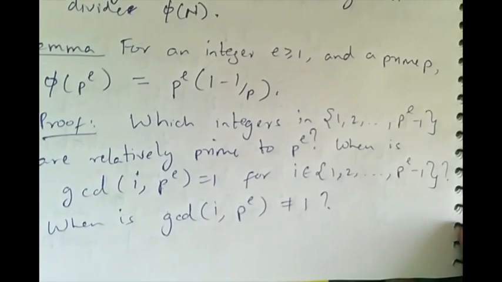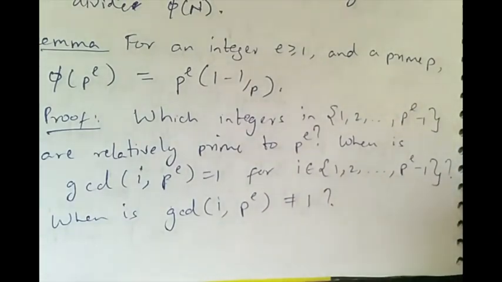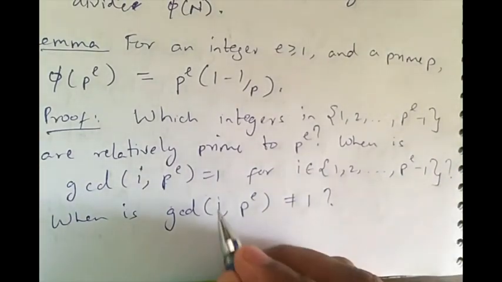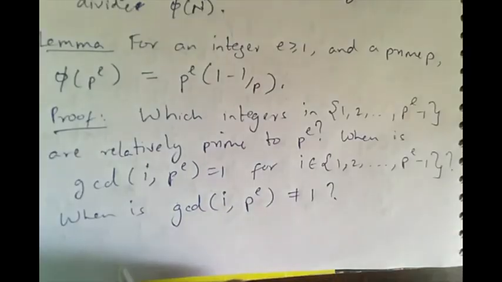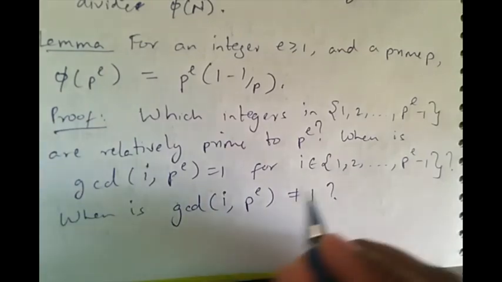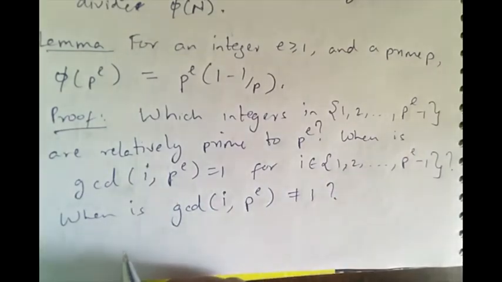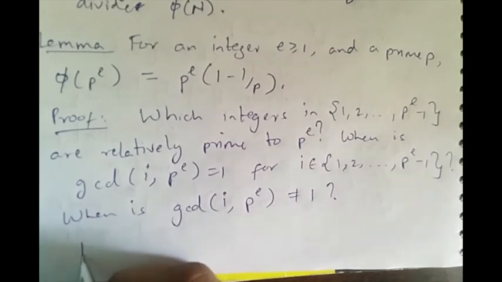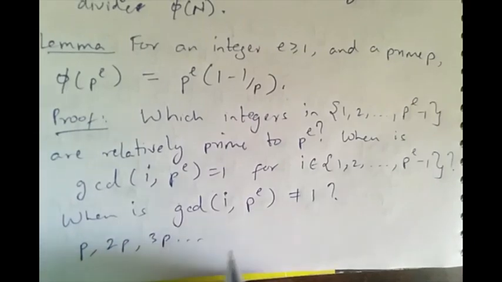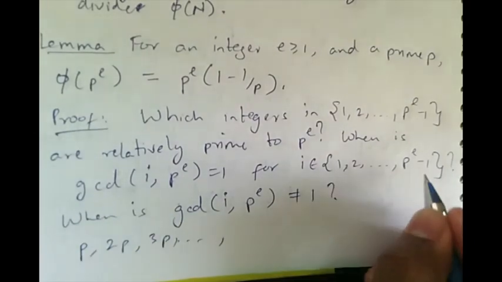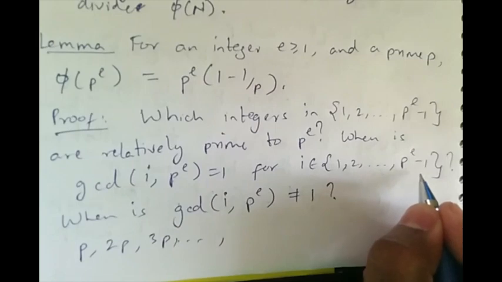So it turns out that any multiple of p, where p is the prime, will have a GCD which is not equal to 1. So we need to find all multiples of p in this range. What are the multiples of p in this range? The first multiple is p, second is 2p, 3p, up to... what is the largest multiple of p in this range?